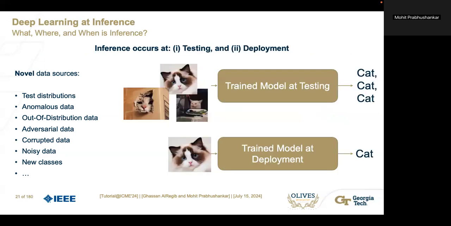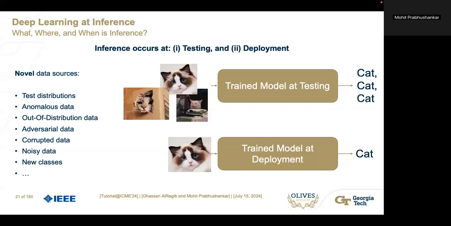So when we talk about inference, there are two kinds of inference. One is testing and the other one is deployment. And we'll discuss both these things. Whenever we show numbers and tables, it's always the testing aspect. But conceptually, we are always thinking of it from a deployment perspective.